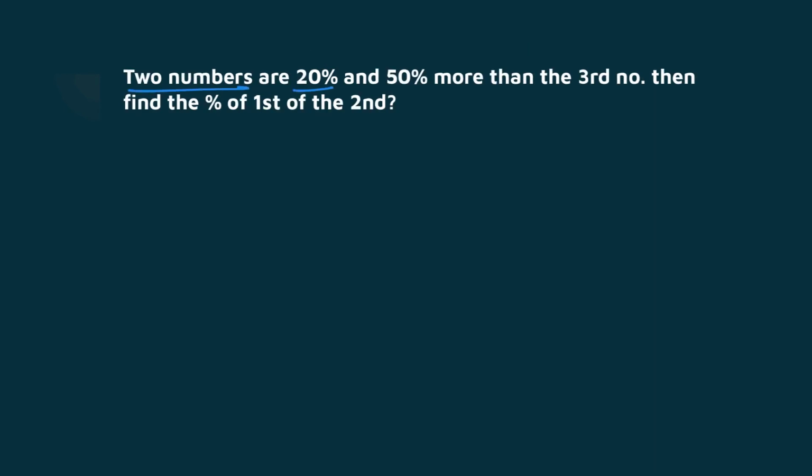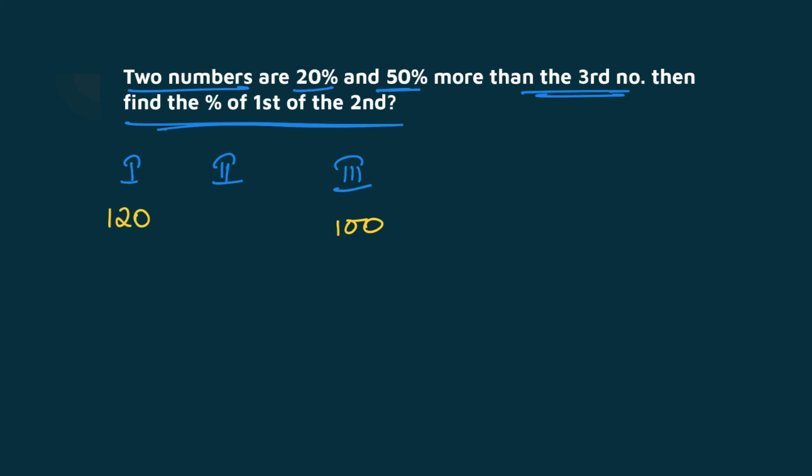Two numbers are 20% and 50% more than the third number. Then find the percentage of the first of the second. So it is clear that we have three numbers: first, second, and third. So let's consider the third number as 100 and the first number is 20% more than the third number, that is it is 120, and the second number is more by 50%, so it is 150.